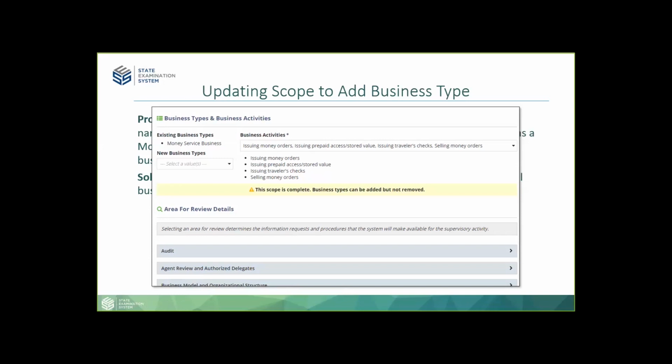And that drop-down menu becomes available to the EIC. They can then select a new business type and then add relevant business activities and then save it, and that now is the new scope of this supervisory activity. So again, a fairly simple change.